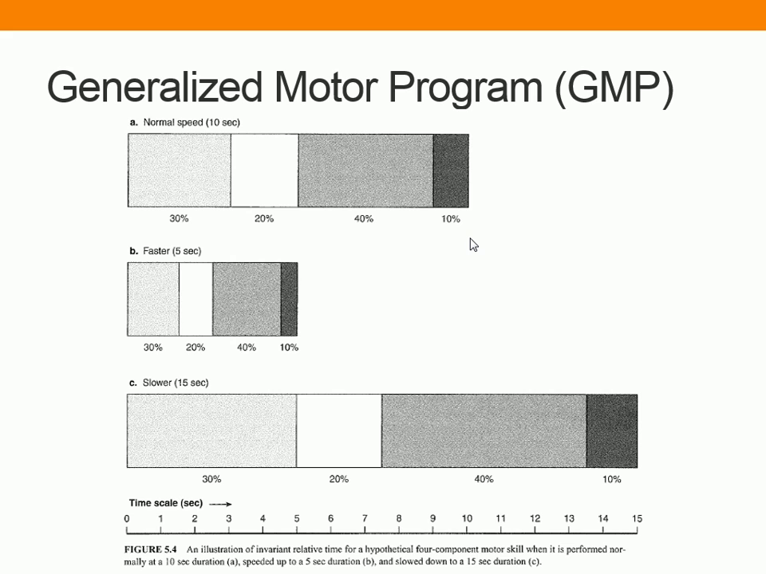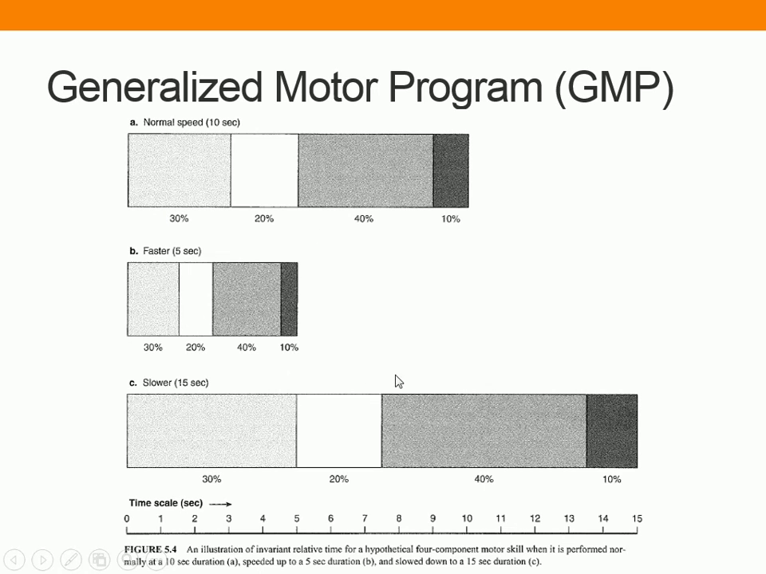This is an illustration for a hypothetical task, so this is not any particular task. What we're showing here, though, is the overall time is different on all three of these examples. This one takes 10 seconds, this one takes 5 seconds, this one takes 15 seconds, but the proportion of the different phases is always the same. So we have 30%, 20%, 40%, 10% on all of these.